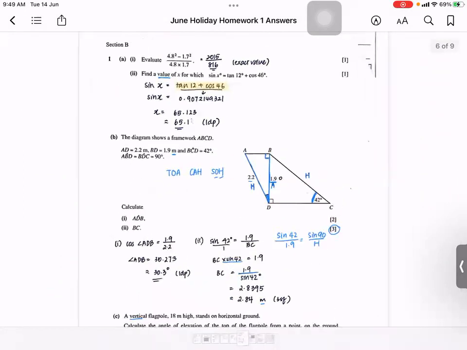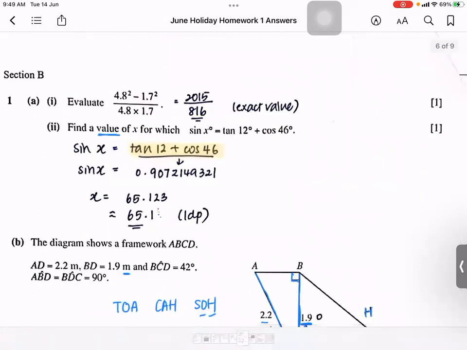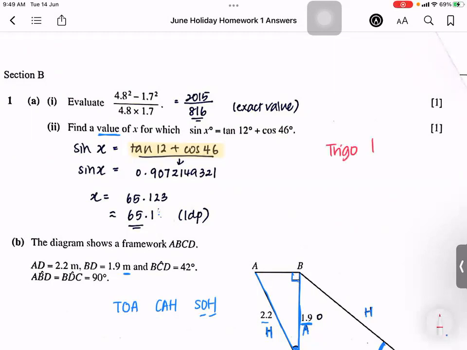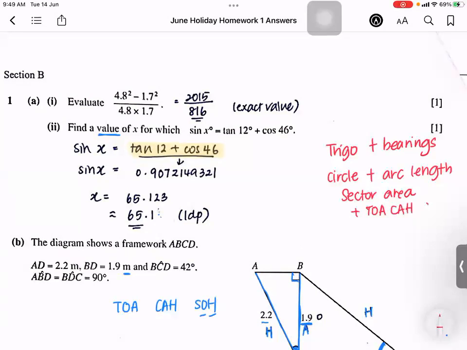In terms of the first question, they can have either sine rule, cosine rule, bearing, one type of question. So the type of cases, you have trigo with bearing, one type. Or you have circle properties with arc length, sector area. And sometimes the arc length and sector area might need sine rule or cosine rule to find length or perimeter. So this is actually the harder one.